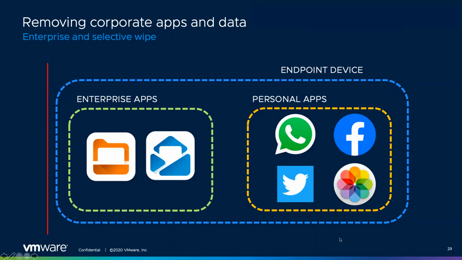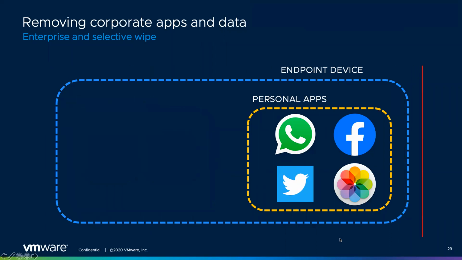One of them is called an enterprise wipe, and in that scenario, it only wipes off the data that Workspace ONE UEM has placed on that device. So if we issued an enterprise wipe on that device, it only wipes off the enterprise apps and data, but leaves the personal apps in place.